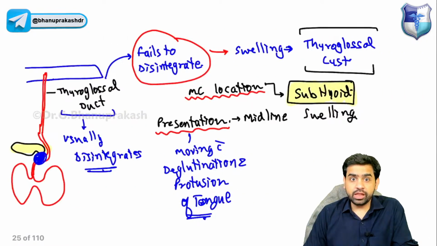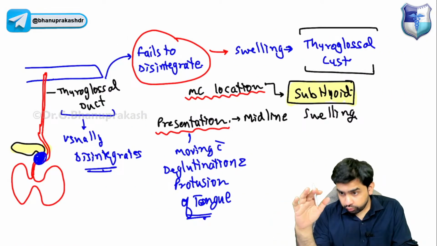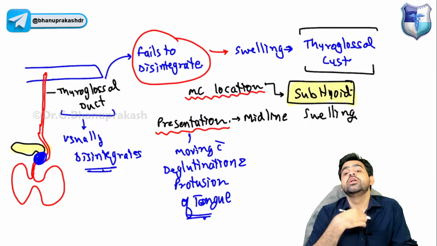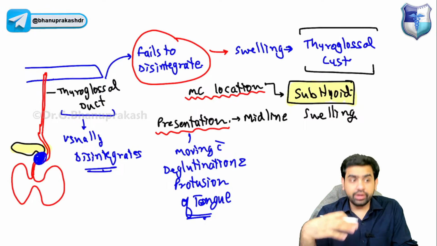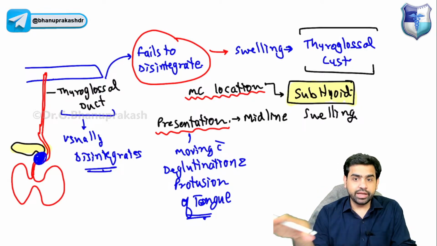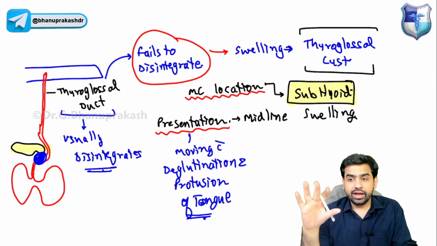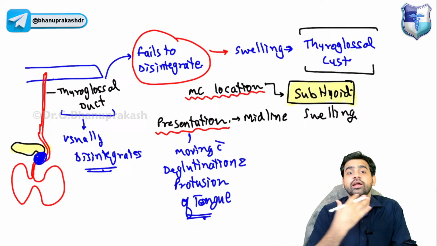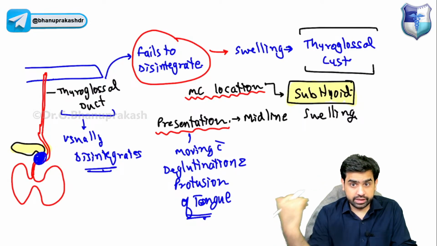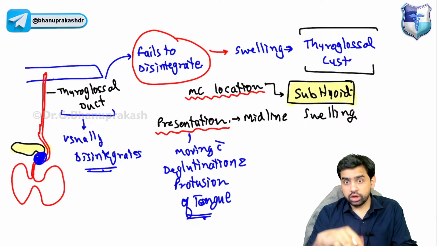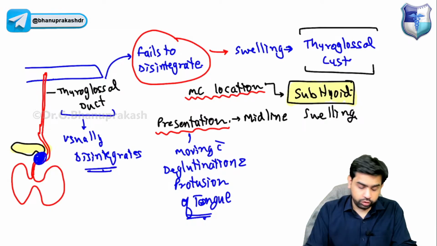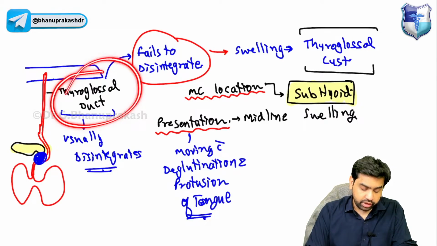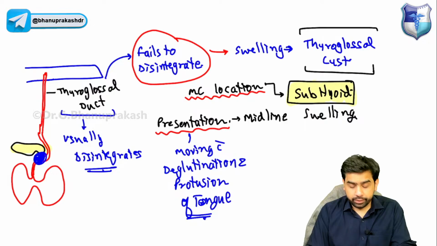I showed you this as an image. There is a tongue, and from the base of the tongue the thyroglossal duct comes down, and when it comes down into the neck, it gives rise to the formation of the thyroid gland. After the formation of the thyroid gland, this thyroglossal duct has to disintegrate. But if this thyroglossal duct fails to disintegrate, then there is going to be a remnant swelling, and that is what is referred to as a thyroglossal cyst.